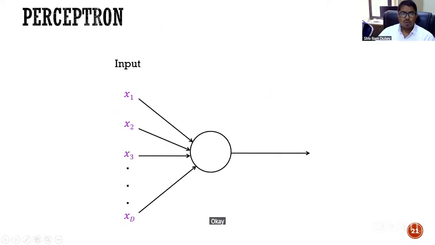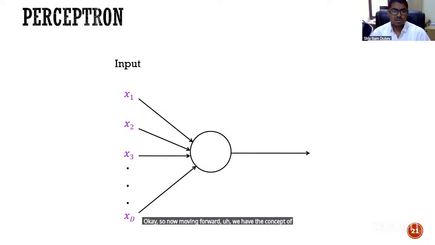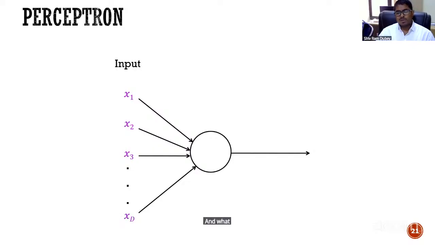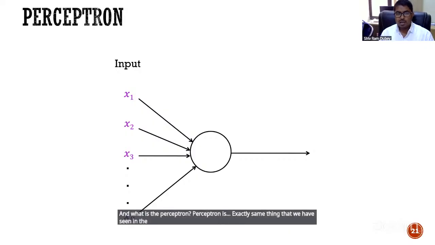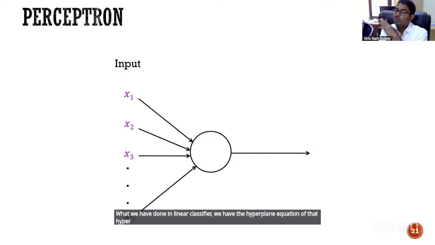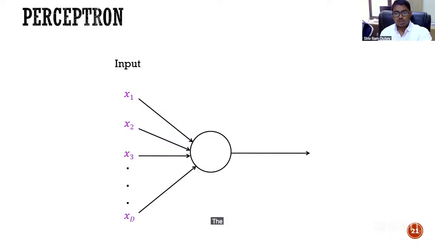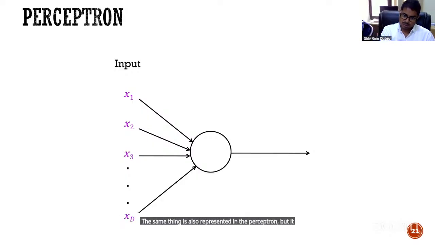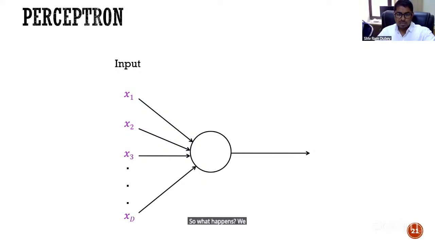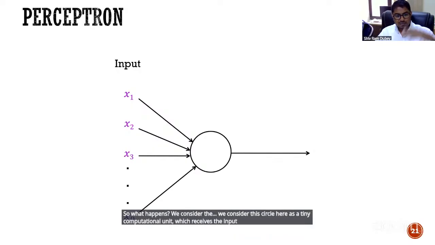Okay, so now moving forward, we have the concept of neural network. The concept of neural network is actually derived from the perceptron. And what is the perceptron? Perceptron is exactly the same thing that we have seen in the linear classifier. What we have done in the linear classifier, we have the hyperplane. The equation of that hyperplane is represented as W dot X plus B. The same thing is also represented in the perceptron, but it is represented in the form of a computational graph. So we consider this circle here as a tiny computational unit which receives the input x. This x has d dimensionality, so x1, x2, x3 up to xd.